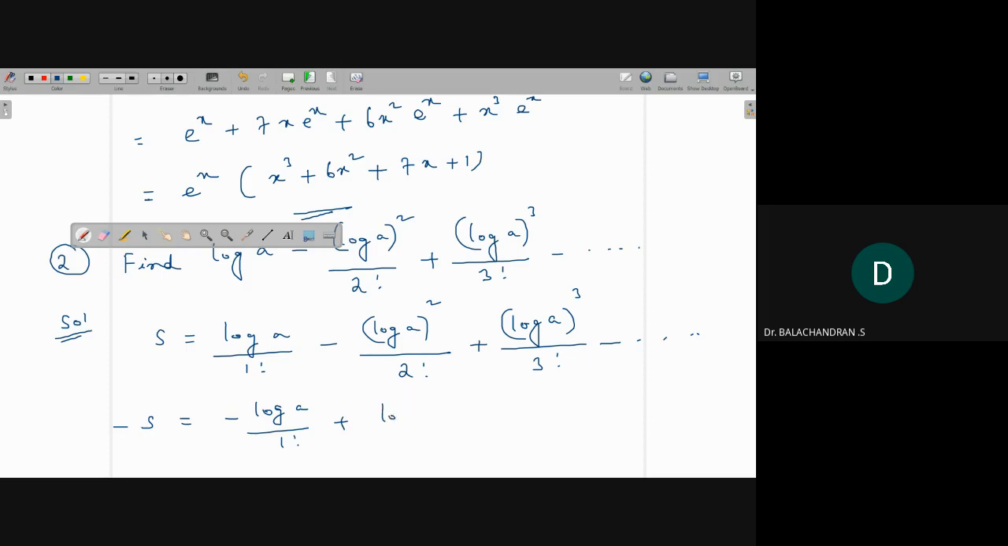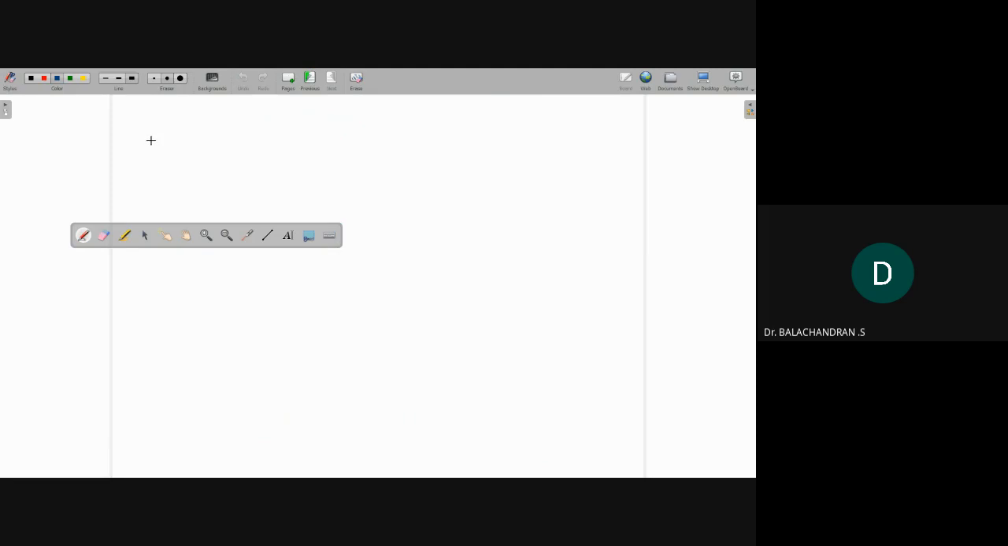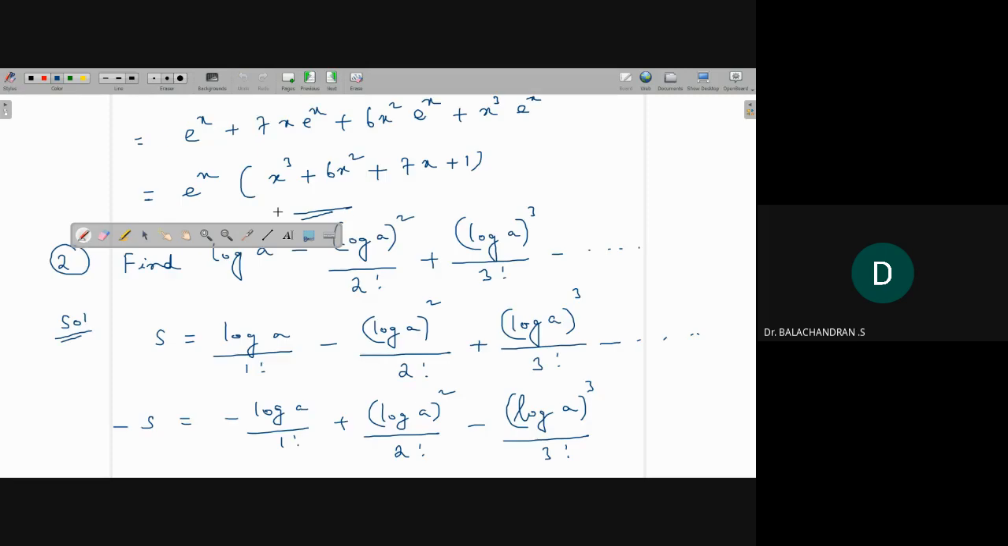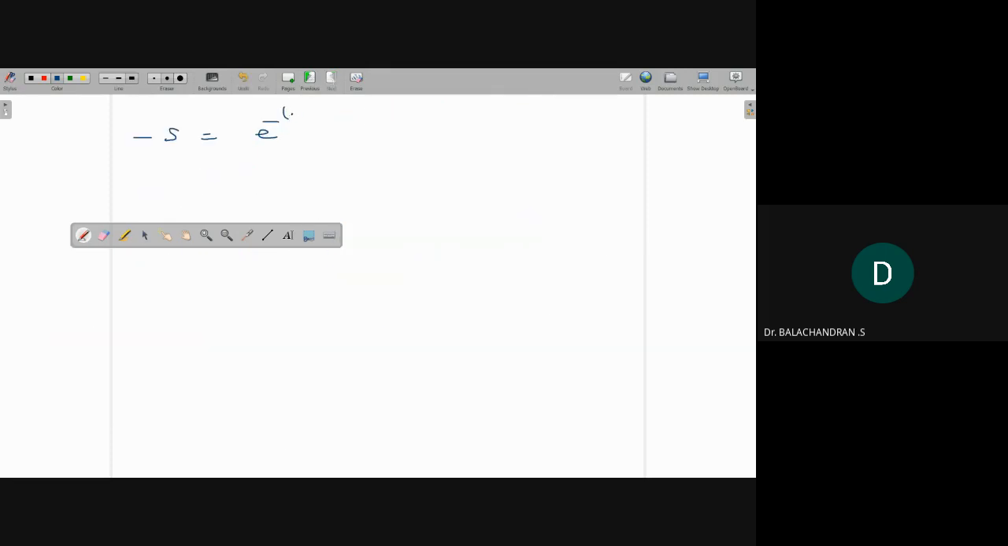Plus log a square by 2 factorial minus log a cube by 3 factorial and so on. So actually I need to add 1 and subtract 1, otherwise this is e power minus x minus 1. So minus s is equal to e power minus x minus 1, where x is log a. The first term 1 is missing, that's why I subtract 1 here.